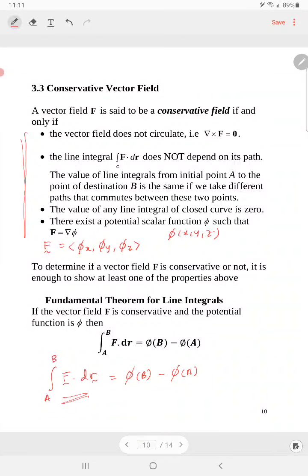It is enough to show that del cross F is a zero vector to show that F is conservative. And the fourth property is important. There exists a potential scalar function phi such that the gradient of phi is equal to F.